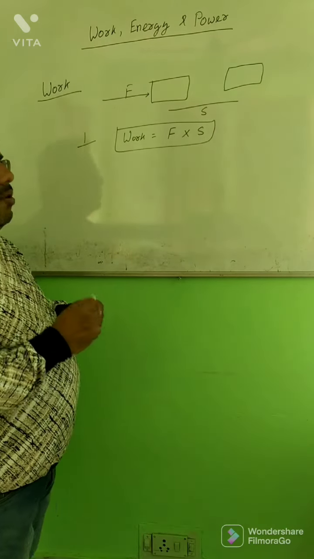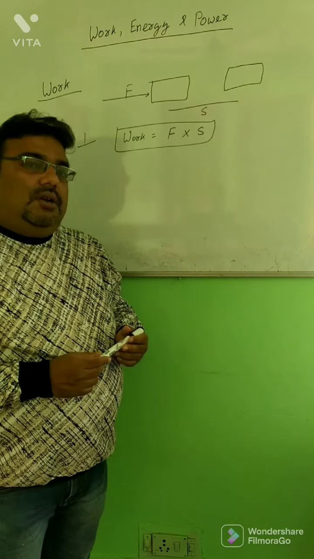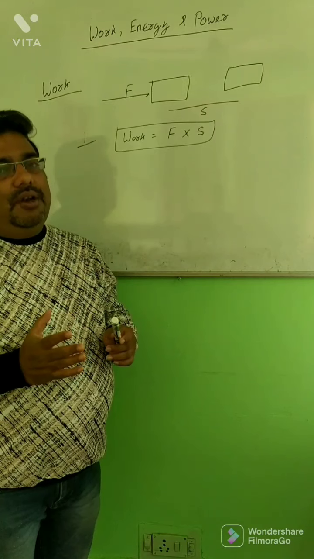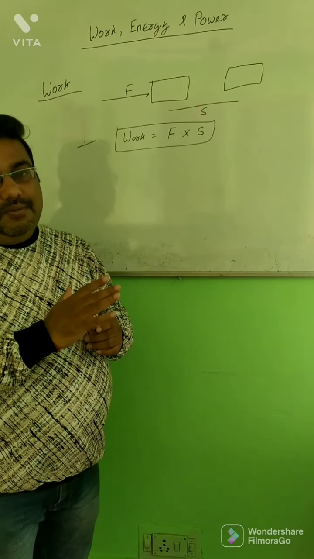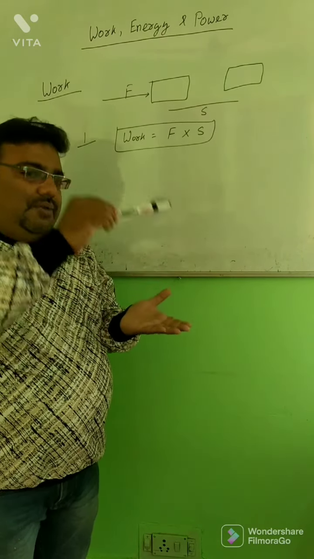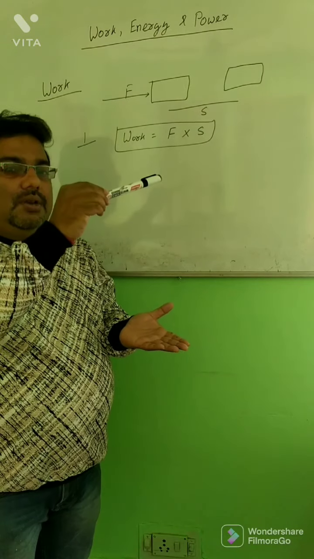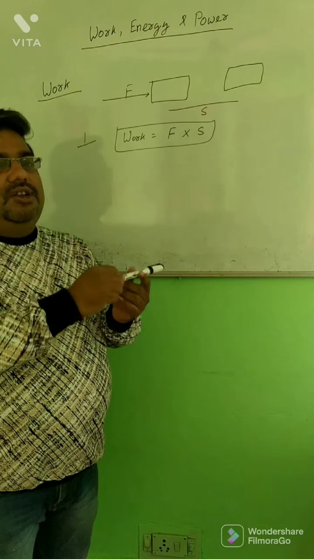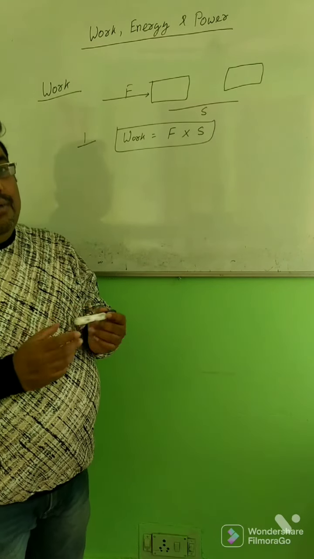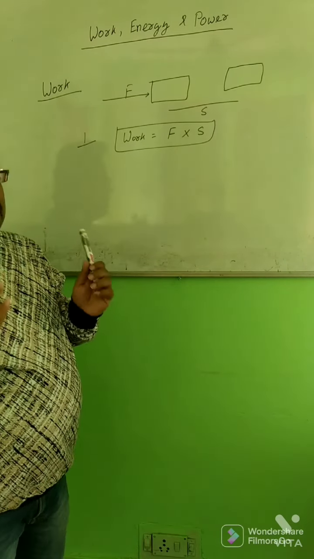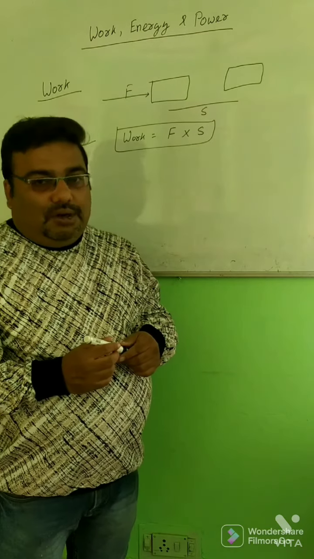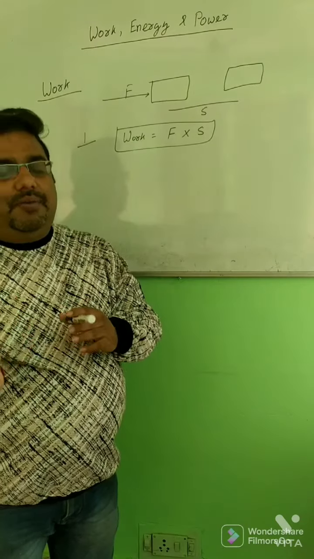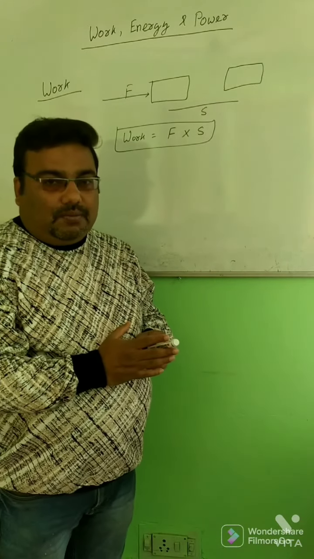And when a body does some work, an equal amount of energy is consumed from the body. For example, if I lift this, then I am doing some work. If 10 joule of work is done, then 10 joule of energy is consumed. So the unit of work is the same as the unit of energy, because whenever a body does some work, an equal amount of energy is consumed from the body.